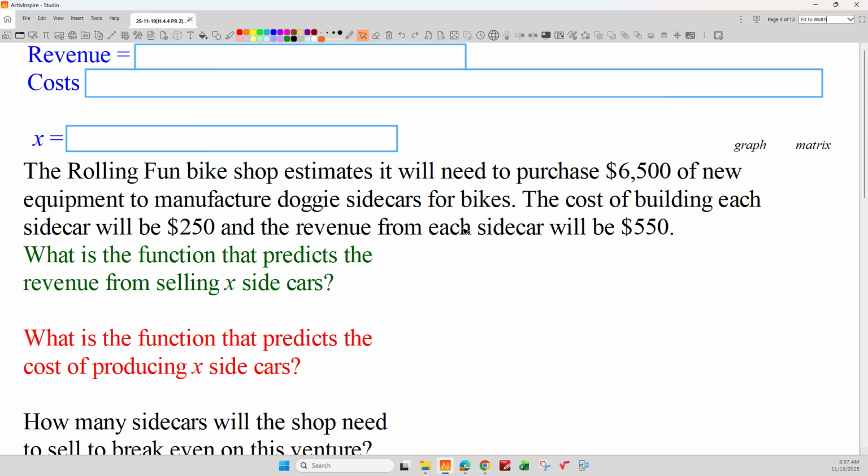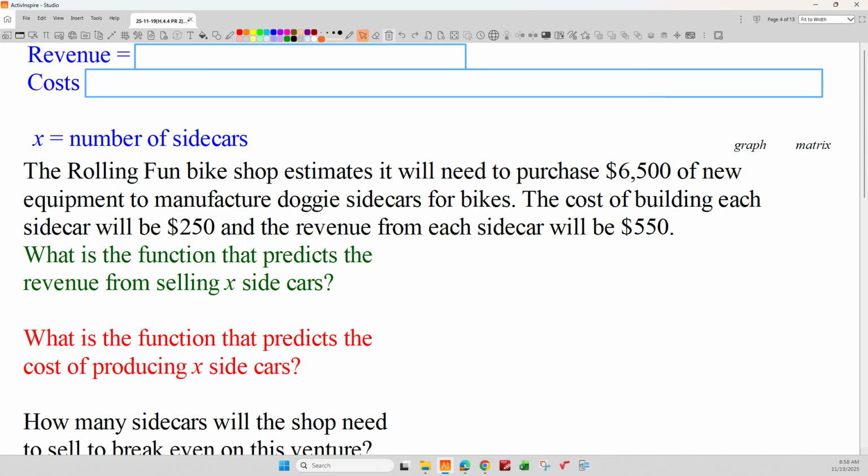Okay, revenue minus cost. So we want to come up with a function that predicts that. First of all, what are our variables going to be here? This is a little different. We really only have one variable, which is the number of sidecars we're producing. Does that make sense? So this is a bit of a different problem. In fact, you could argue this isn't really even a systems problem, but we could look at it that way.